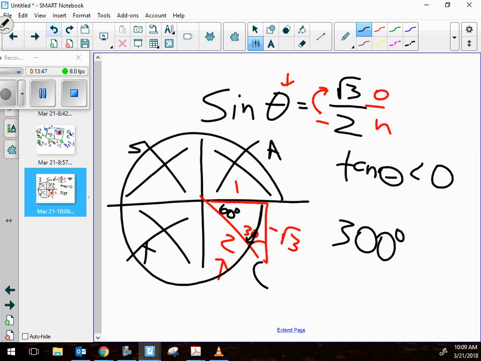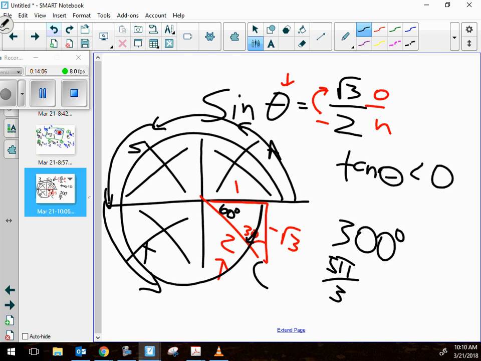5 60s? No. 6 60s. Yeah, actually it would be 5 60s. So 5 60s are pi over 3s, so 5 pi over 3. Another way to think of it is this. 1 pi over 3, 2 pi over 3, 3 pi over 3, because that's where pi is. 4 pi over 3, 5 pi over 3. That must be 5 pi over 3. There's your answer for that one.